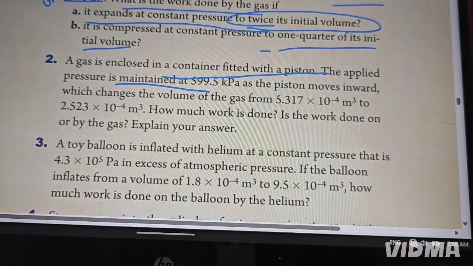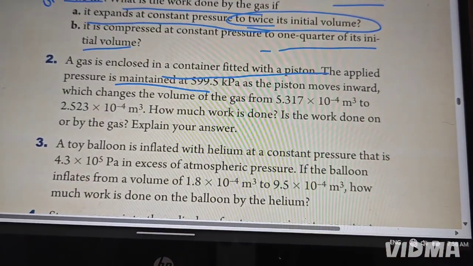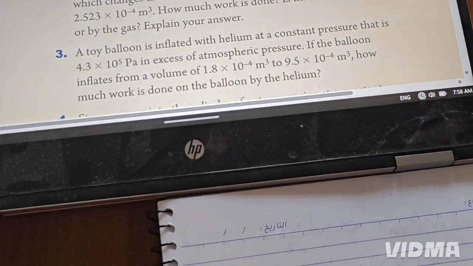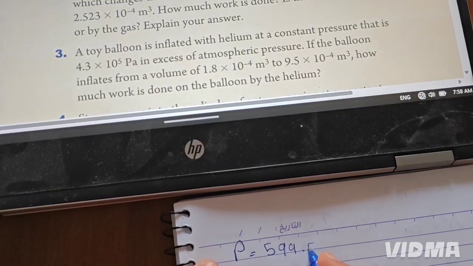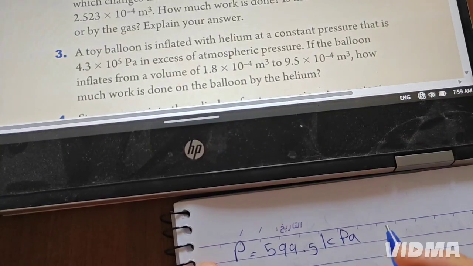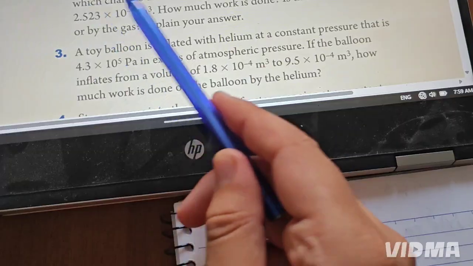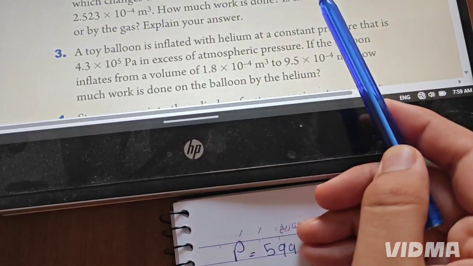Let me write it down here. So the first pressure that we have, P1, is 599.5 kilopascal. The piston moves inward. We change the volume of the gas from this to this.